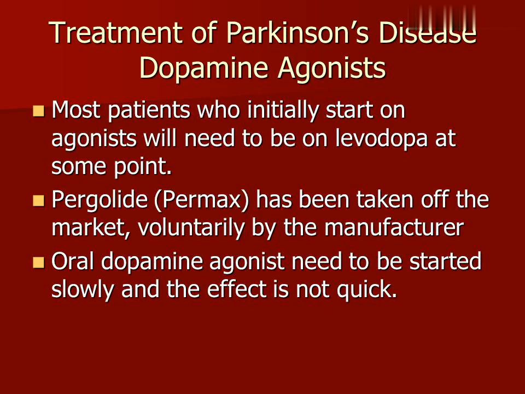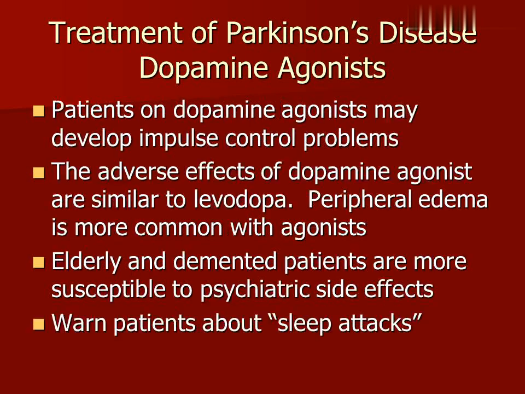Dopamine agonists. Most patients who initially start on agonists will need to be on levodopa at some point. Pergolide, Permax, has been taken off the market voluntarily by the manufacturer. Oral dopamine agonists need to be started slowly and the effect is not quick.